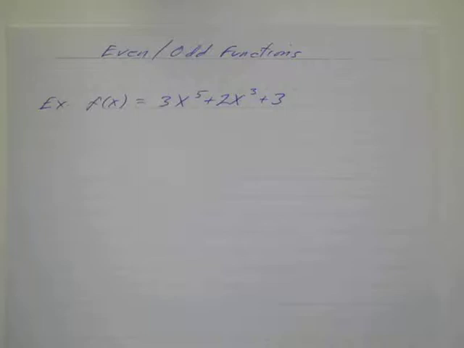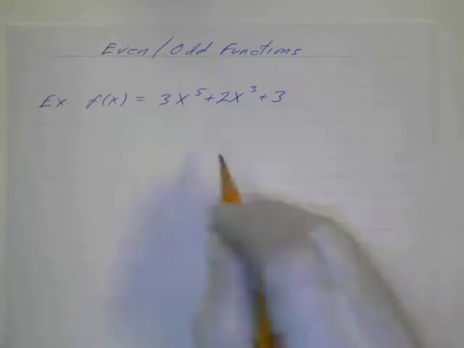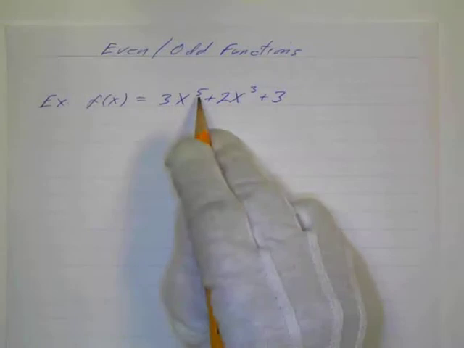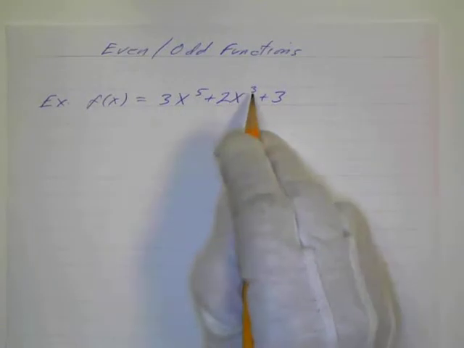So we showed you an example of an even function and how to prove it was even. We showed you an example of an odd function. Now let's take a look at this function. Is this even, odd, or neither? Well, again, if we look at the exponents, this is odd. This is odd, so that's pretty good.